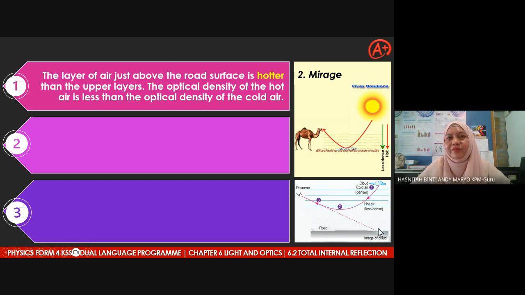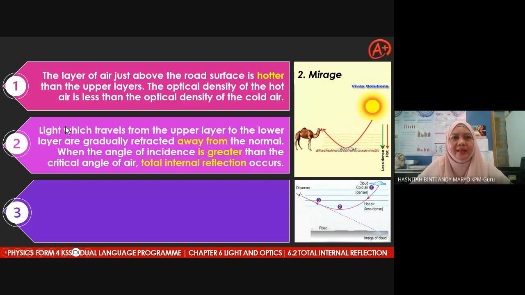In the afternoon, semasa tengah hari yang panas, the air above the road surface, udara di permukaan jalan ni is hotter, lebih panas. So the upper layer is cooler, the layer above is cooler, so the air down here is hotter. So what happened? The optical density of the hot air is less. So hot air here is less dense, and cold air above is denser, right? It means the light travels from high density to low density air.